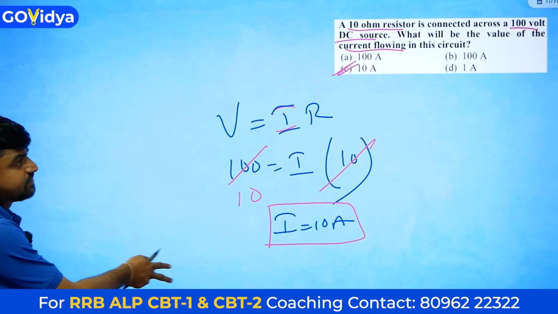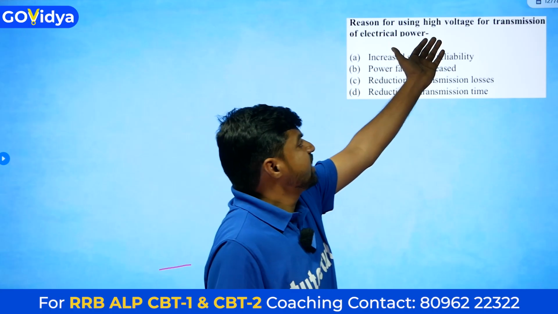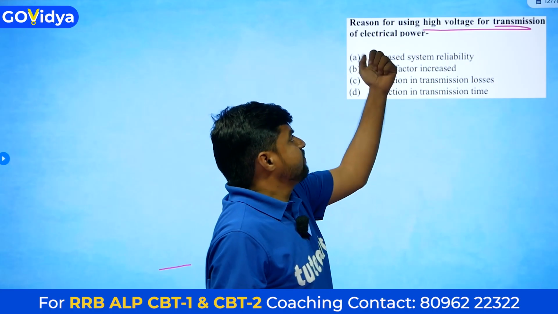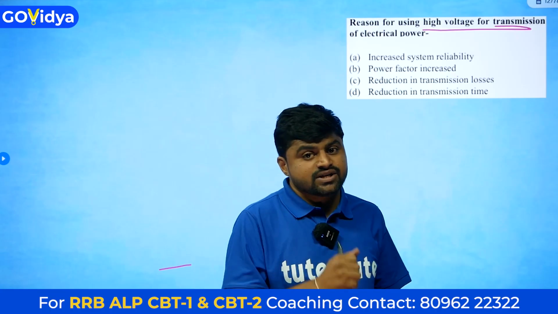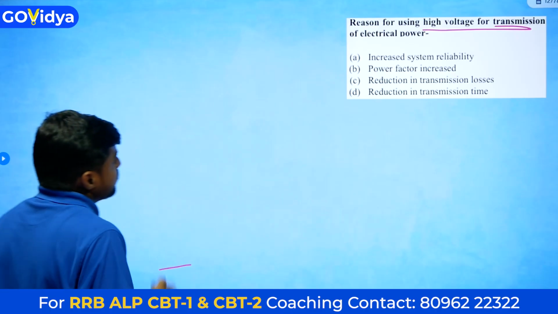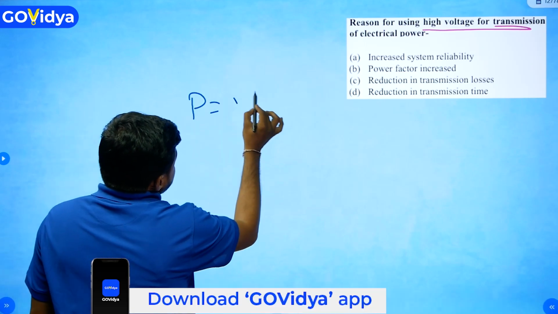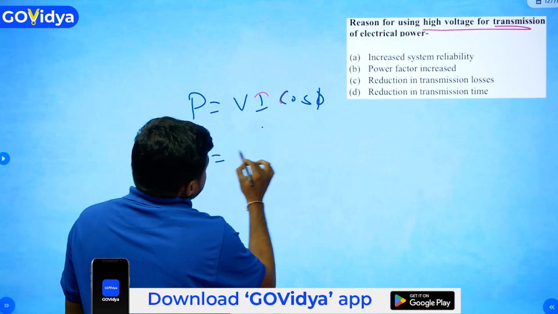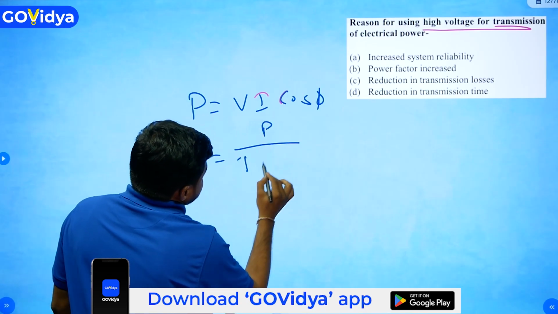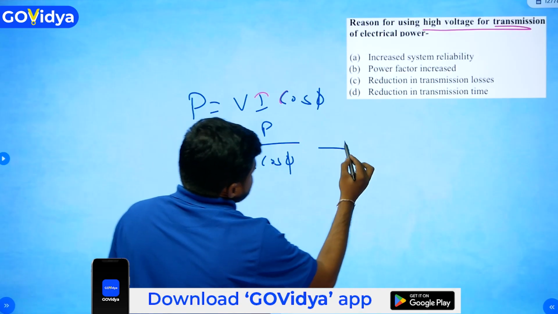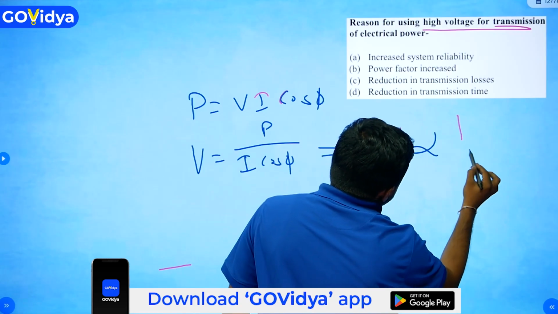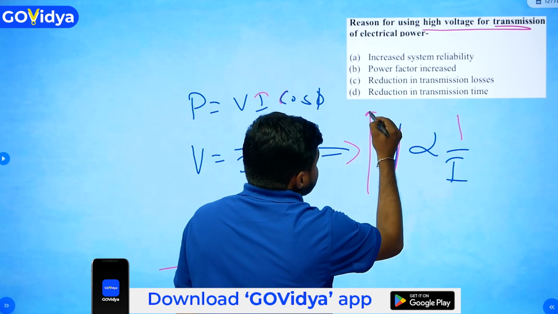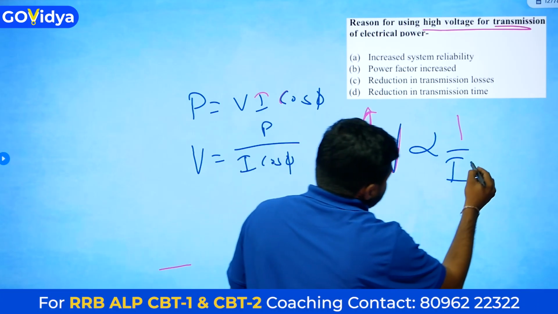Next question. The reason for using high voltage in transmission of electric power is? Manaki transmission line lo high voltage use cheyadaniki reason enti? We know the formula P is equal to VI cos phi. So I is equal to P by V cos phi. Here we can also write V is inversely proportional to I. If we increase voltage in the transmission line, the current will decrease.